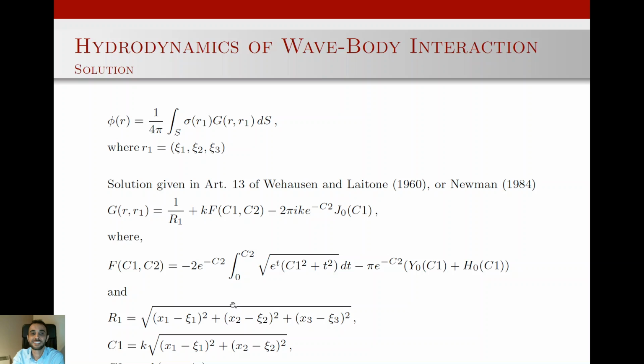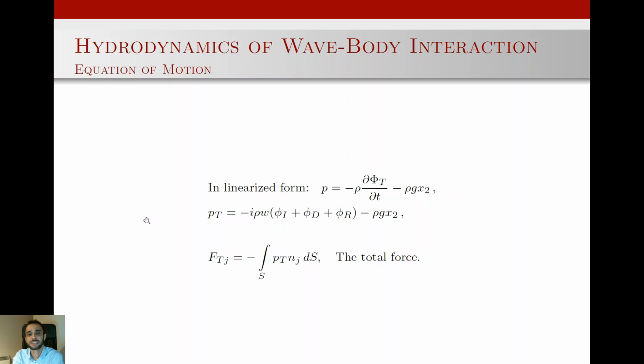We can solve this system of equations by use of the Green function method. That is, we write phi r in the form of this integral, and the Green function solution is given in several references, for example, in Surface Waves by Wehausen and Laitone, or in Marine Hydrodynamics by Newman. There are various solutions. I believe this is the Green function that is used in HydroD. And by solving this system, we can find this phi r.